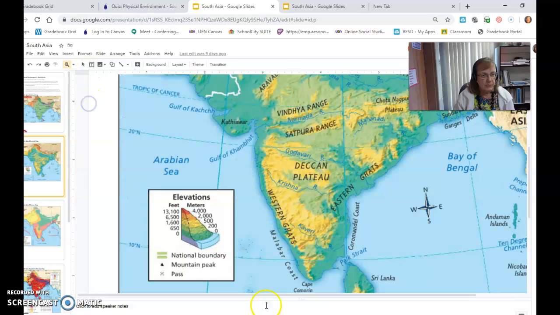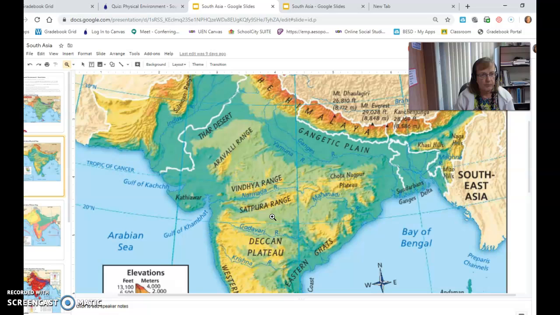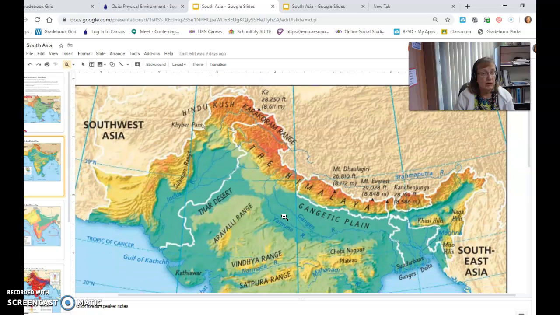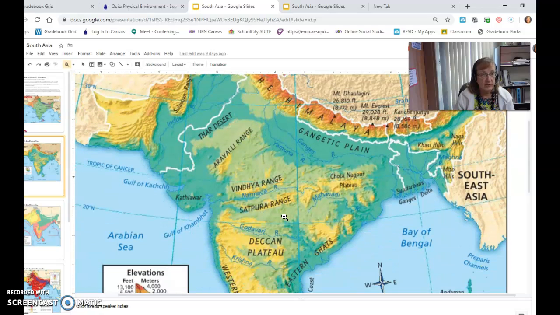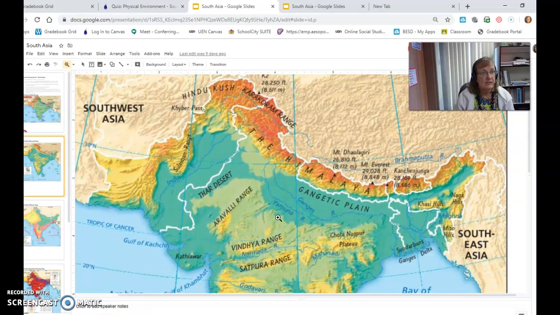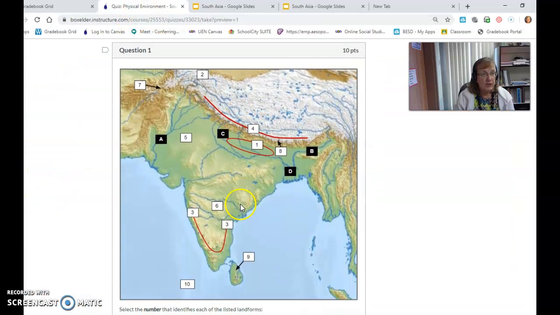Back to 200% works best, and then just use the bar to move around, or your mouse button should do it too. So that will show you all of the physical features that you're being quizzed on in the quiz. It's not something that I expect you to already know those things. I want you to use the map resources to find it. This is not cheating.